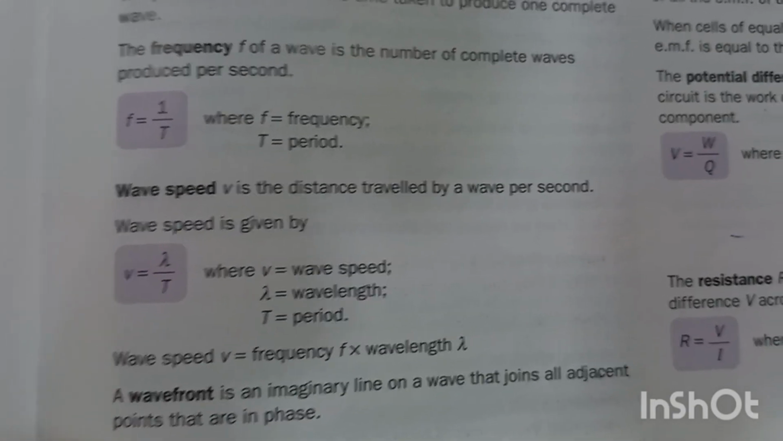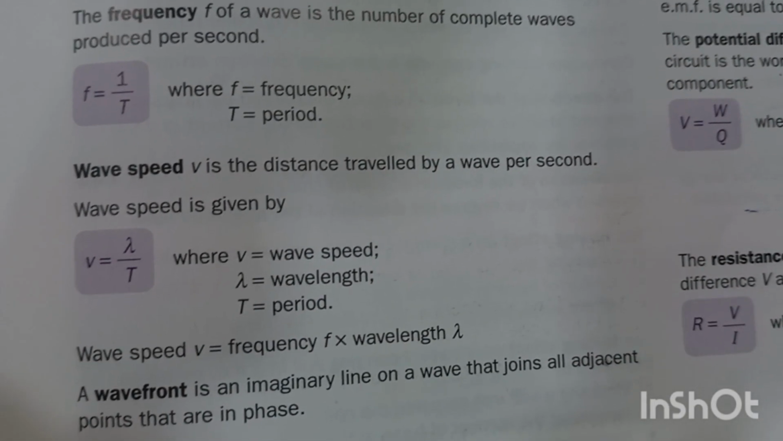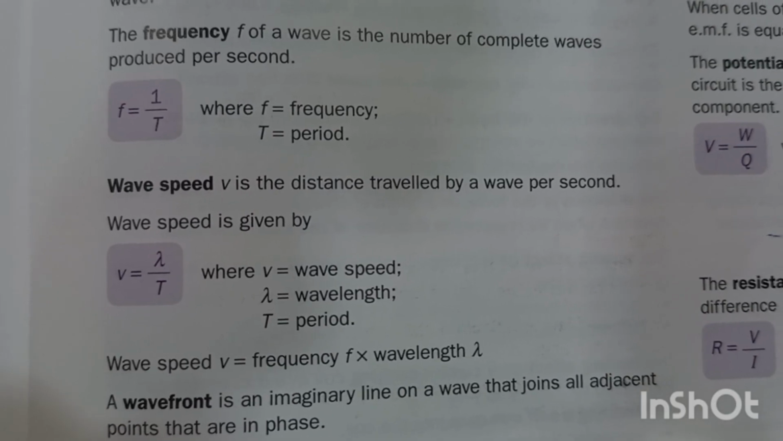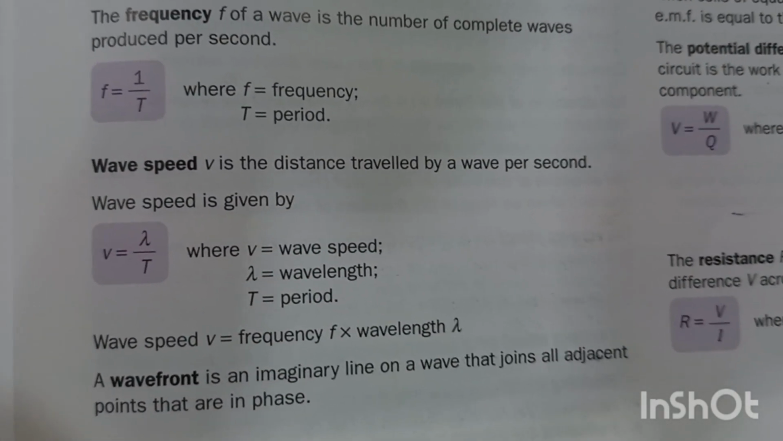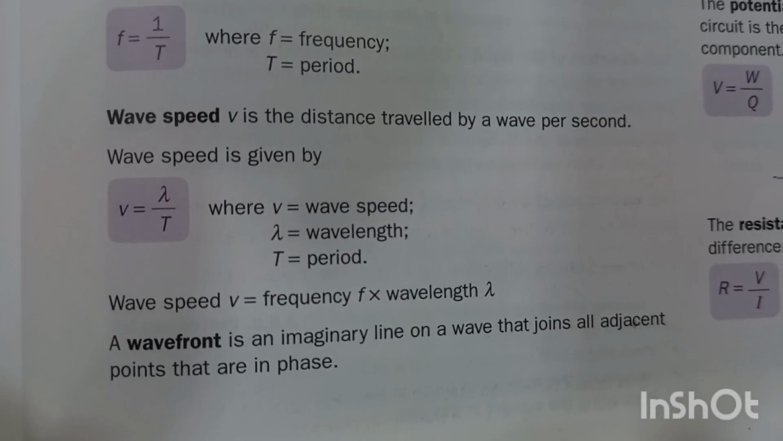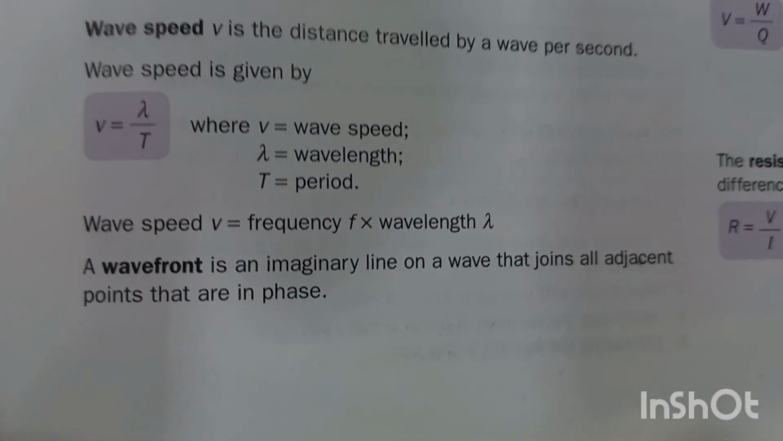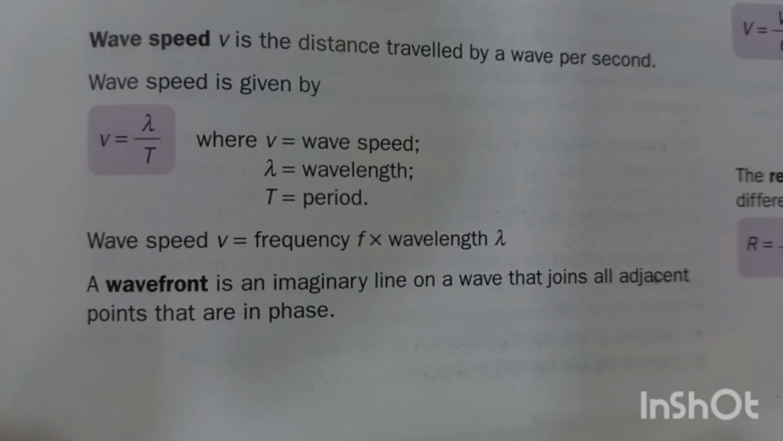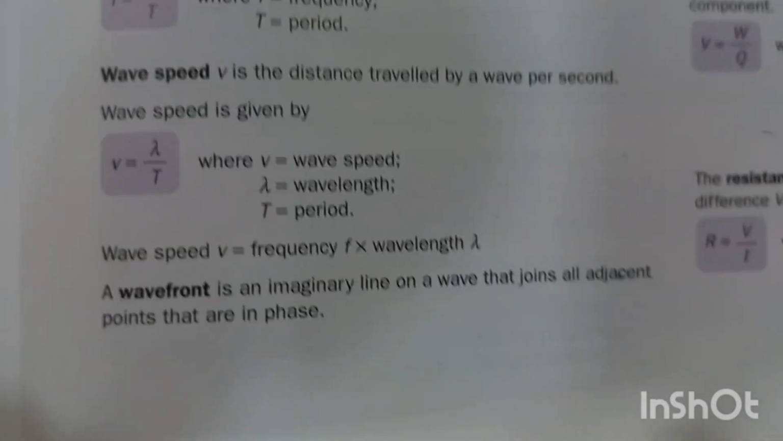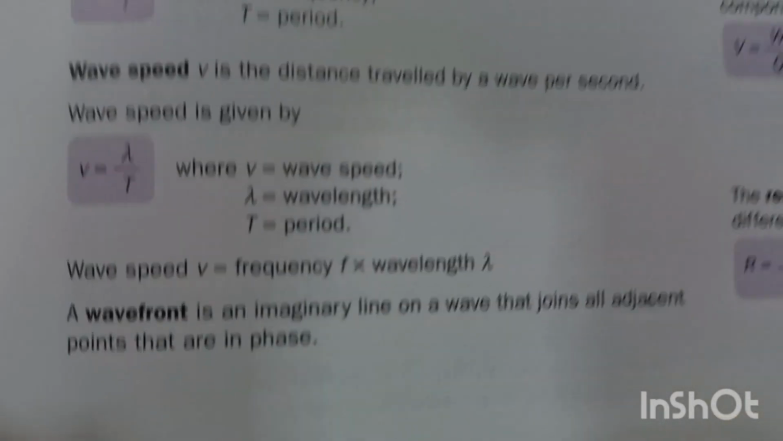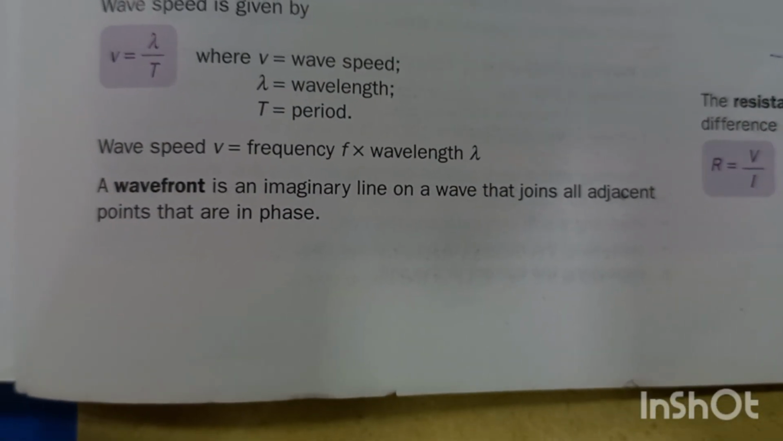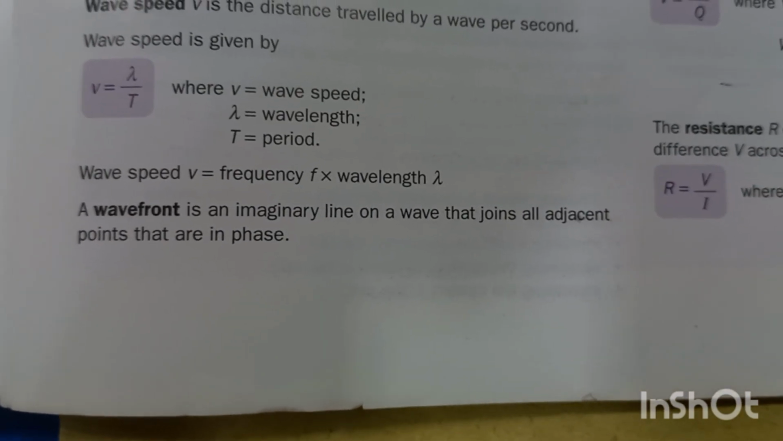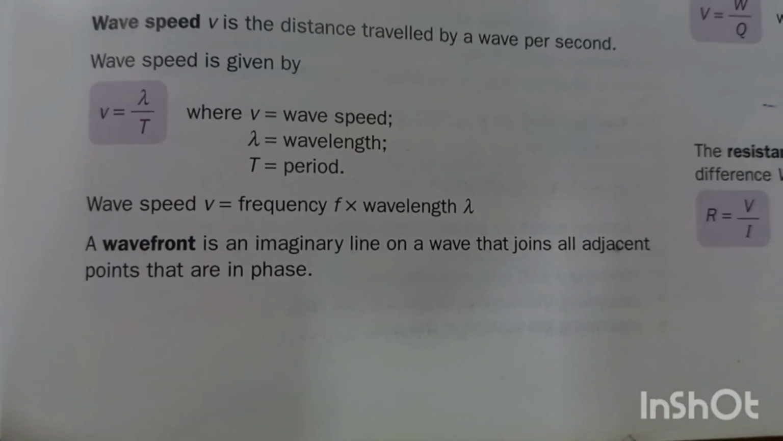The wave speed v is the distance traveled by a wave per second. Wave speed is given by v equals f lambda, and v equals lambda by t, where v is the wave speed, lambda is the wavelength, and t is the time period. Wave speed is equal to f multiplied by wavelength. And a wavefront is an imaginary line on a wave that joins all the adjacent points that are in phase.